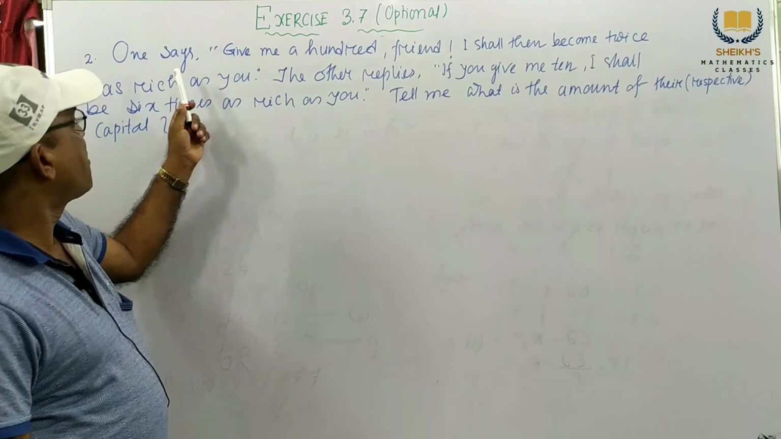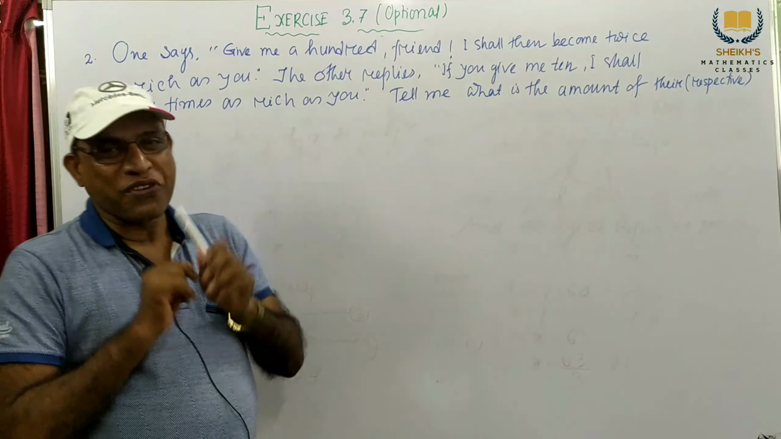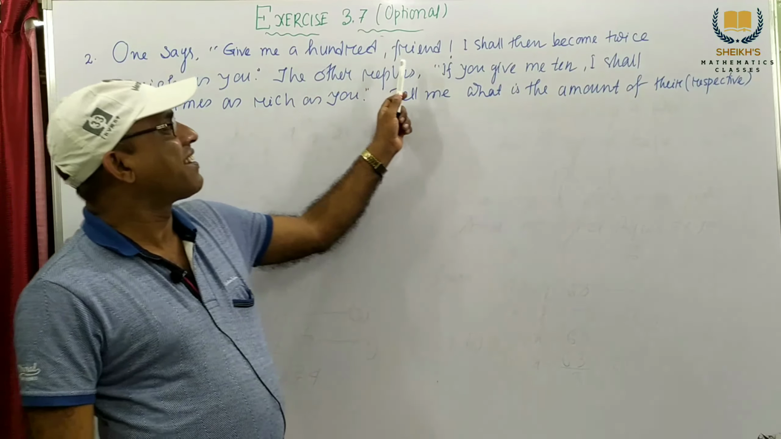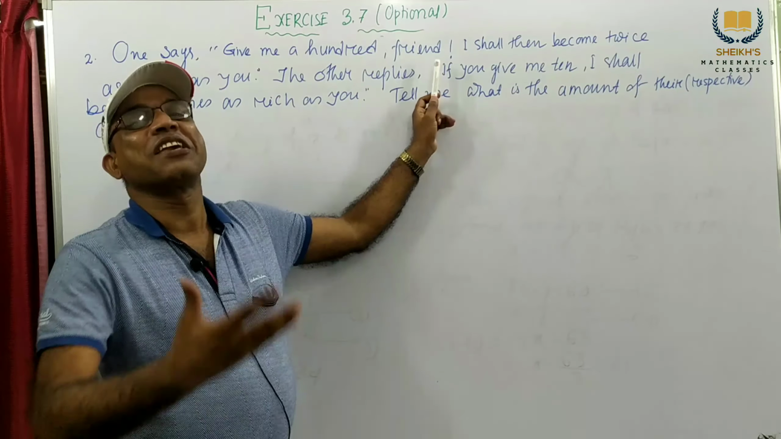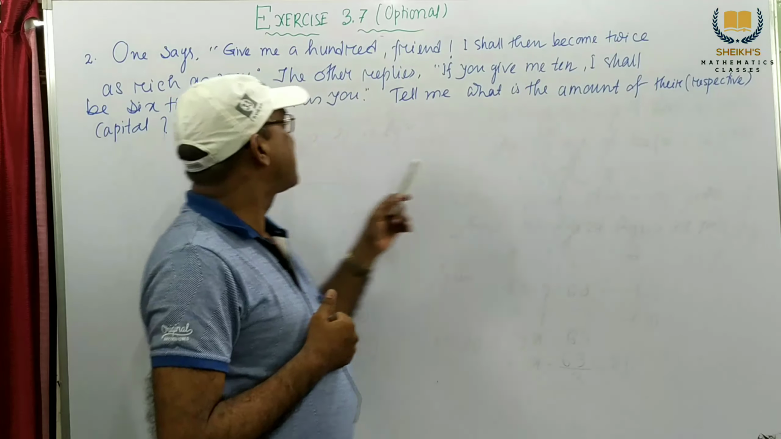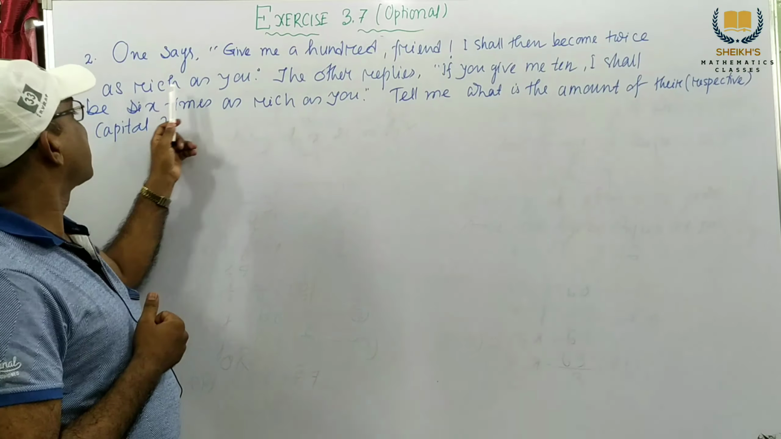The problem given, one of two friends says to the other, friend, give me 100. I shall then become twice as rich as you.